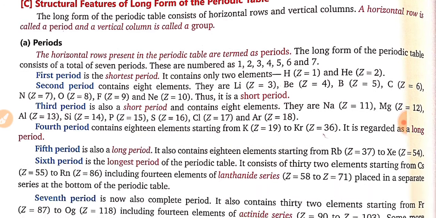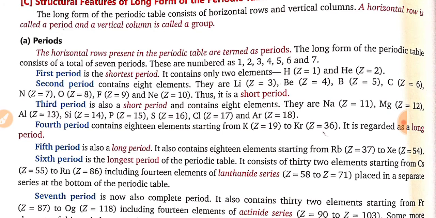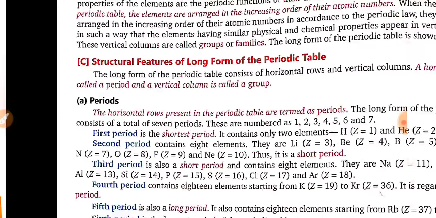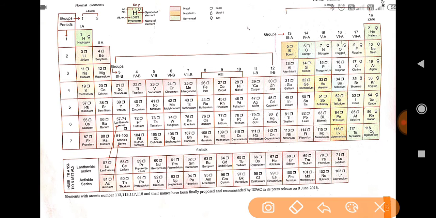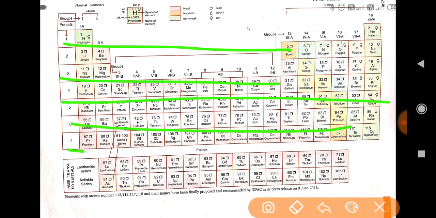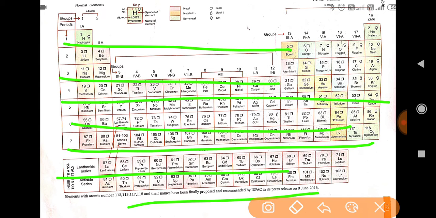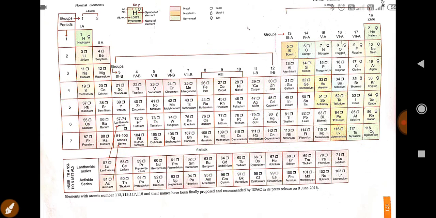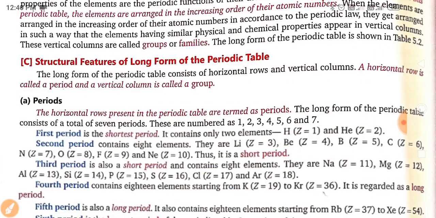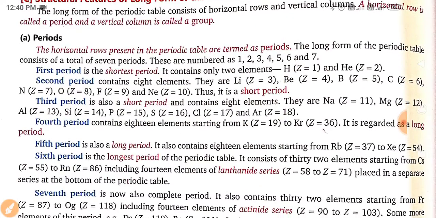The horizontal rows present in the periodic table are termed periods. As you see, these rows are known as periods, and these vertical columns, as I already told you, are groups. The first period is the shortest period. It contains only two elements.